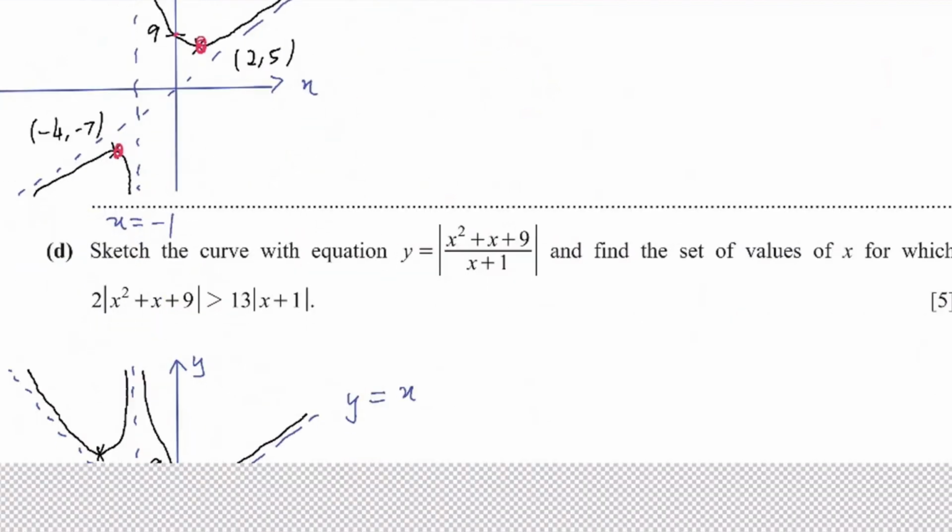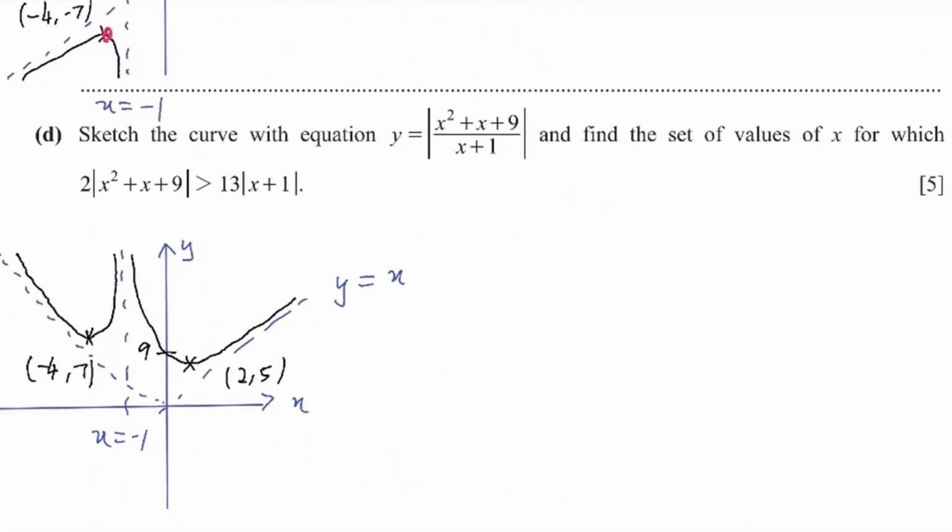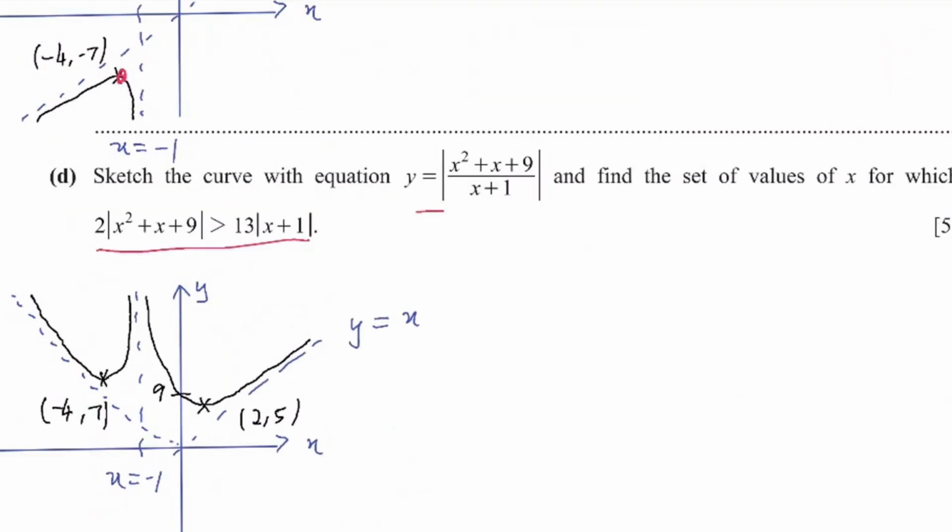So in the last part there, sketch the curve with this equation, and find the set of values of x for which 2 times the modulus of x squared plus x plus 9 is greater than 13 times the modulus of x plus 1. So they ask us to sketch this graph first.